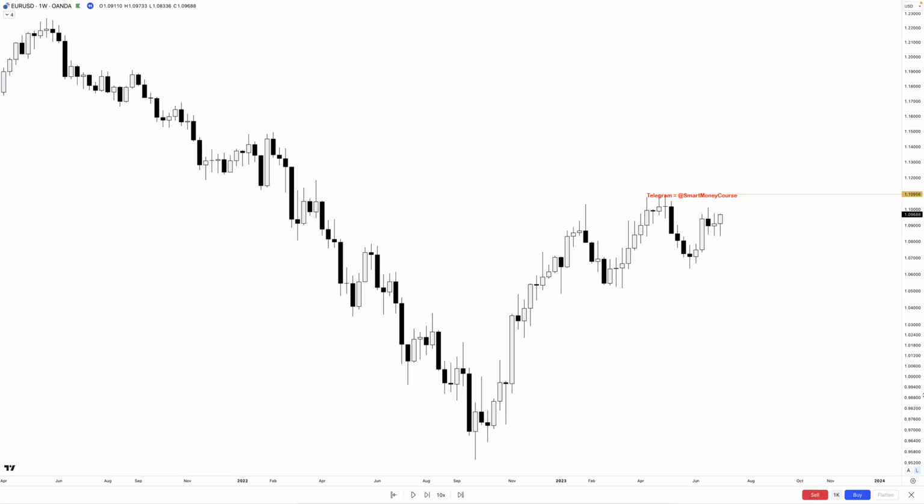Okay, so in this video I'm going to be talking about higher time frame draws on liquidity. And when I say higher time frame draws on liquidity, it really is as simple as it sounds. It's understanding where liquidity lies and knowing that price will be drawn towards said liquidity points.